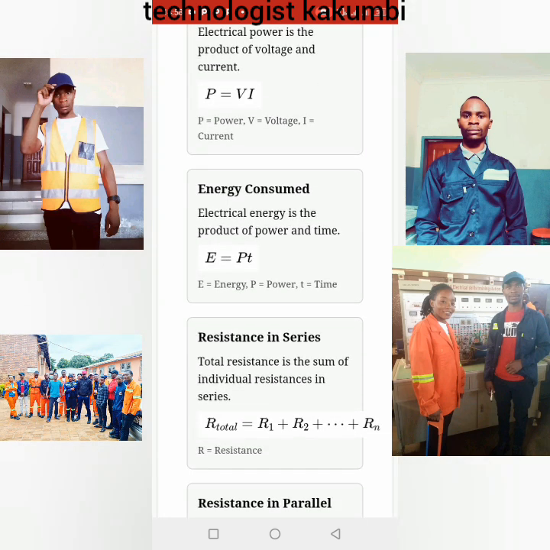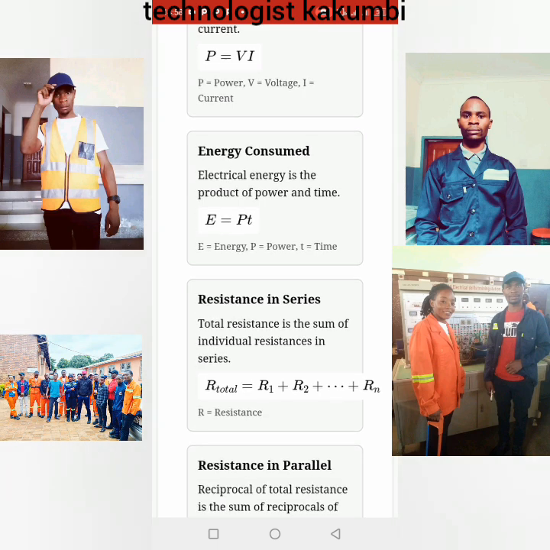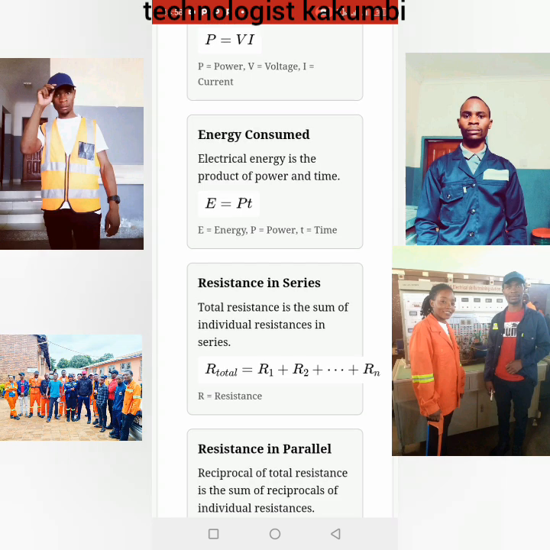The other thing that you need also to know and to understand is where energy is concerned. So when we say energy consumed, we are talking about electrical energy. It's a product of power and also time. So this is a formula that you need to know when calculating energy, which is E equals P times T. P, you're talking about power, T, you're talking about time.